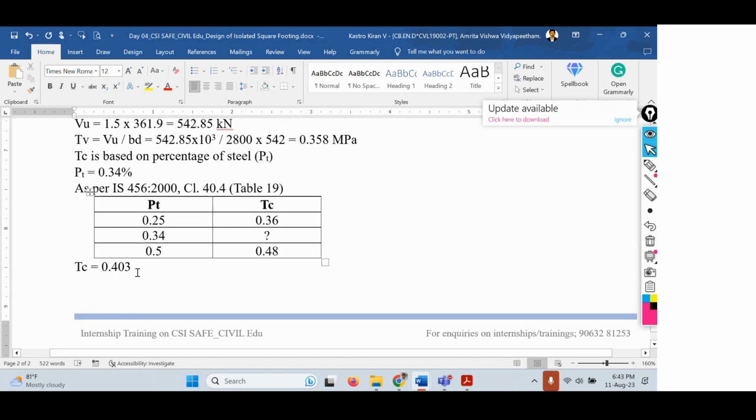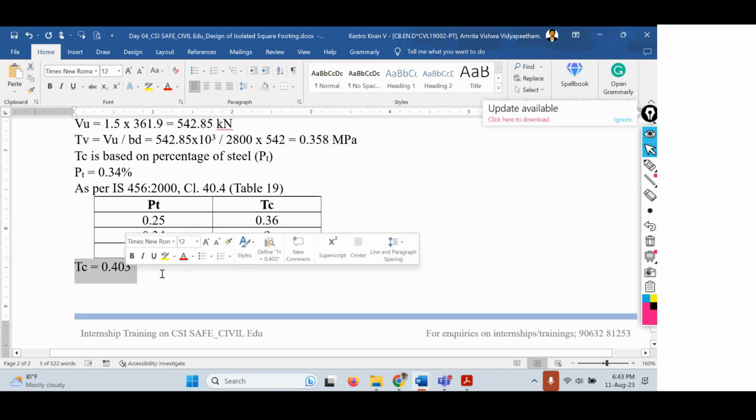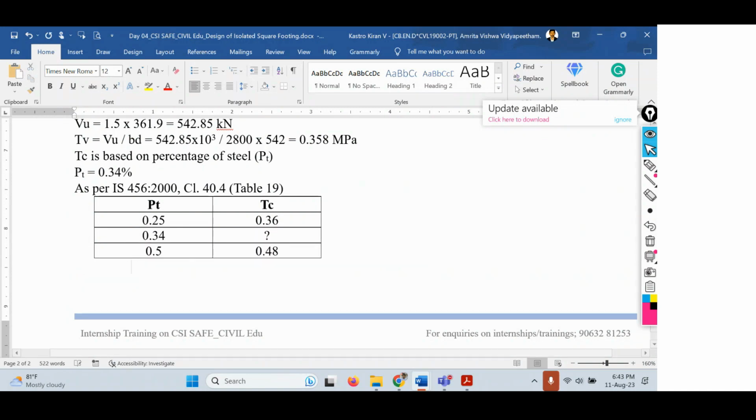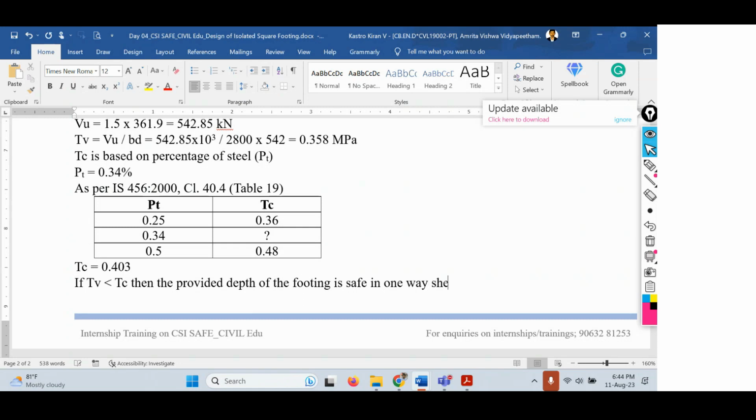Now, based on this tau c calculation, we have to verify with tau v. What is the consideration here? If tau v is less than tau c, then it is safe. If tau v is less than tau c, then the provided depth of the footing is safe in one-way shear. Let us check that.